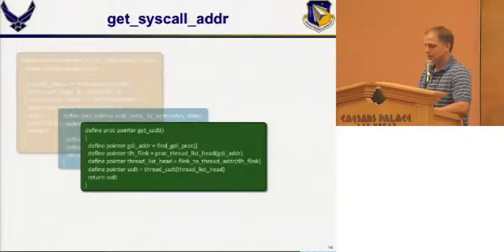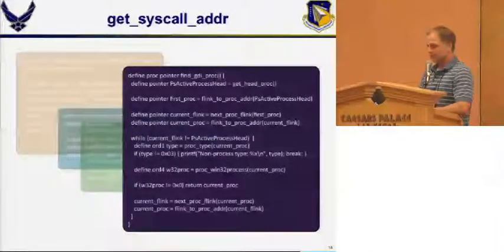And so I'm looking for a Windows GDI process, and then I'm going to pull the pointer to the system service descriptor table out of its ethread structure. So finding a GDI process is really kind of the biggest pain in the butt.